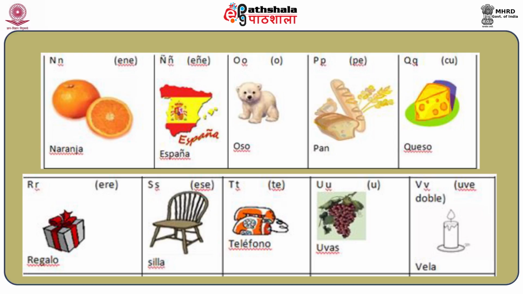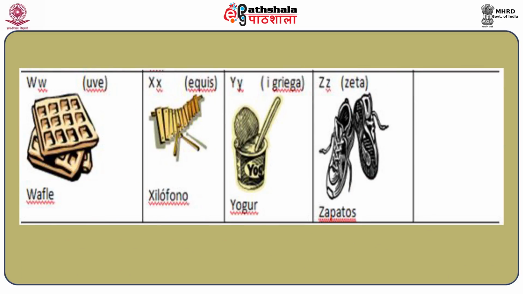S is pronounced as S as in silla. T is pronounced as T as in teléfono. U is pronounced as U as in uvas. V is pronounced as Ue as in vela. W is pronounced as W as in wa. X is pronounced as X as in xilófono. Y is pronounced as Y as in yogur, and Z is pronounced as Zeta as in zapatos.